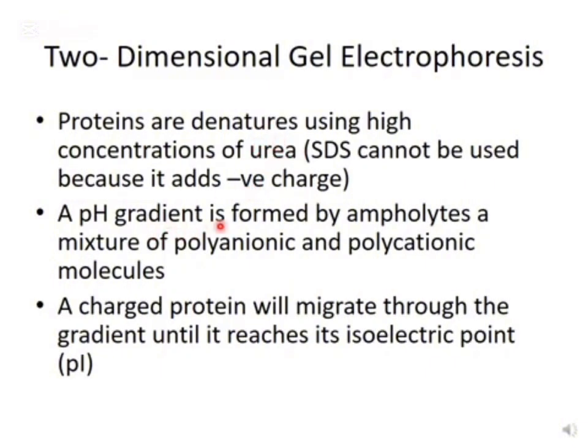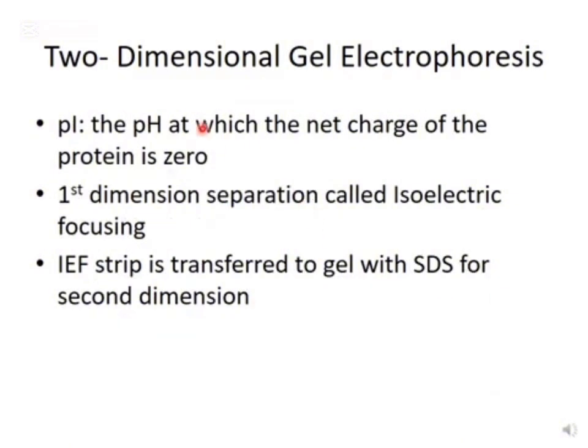Afterwards, a pH gradient is formed by a material called ampholytes, which is a mixture of polyanionic and polycationic molecules. So some of those molecules are anionic and they have a negative charge, and others are cationic, so they have a positive charge. So the charged protein is going to move along that gradient until it reaches what we call an isoelectric point. The isoelectric point, or pI in the slide, is the pH at which the net charge of the protein is 0.